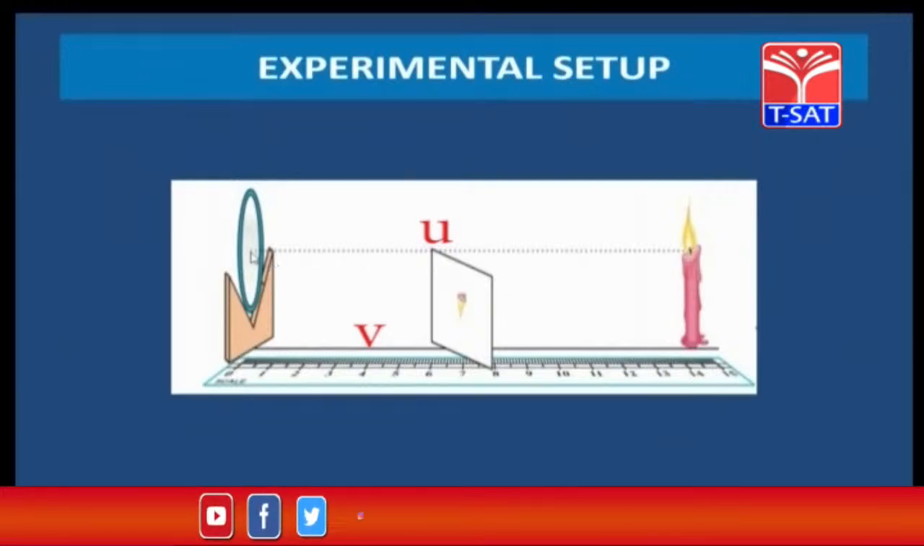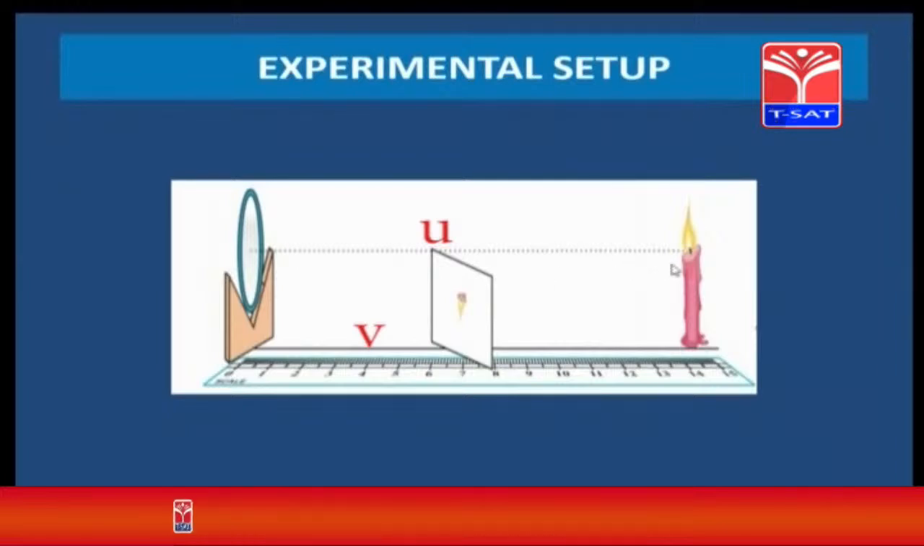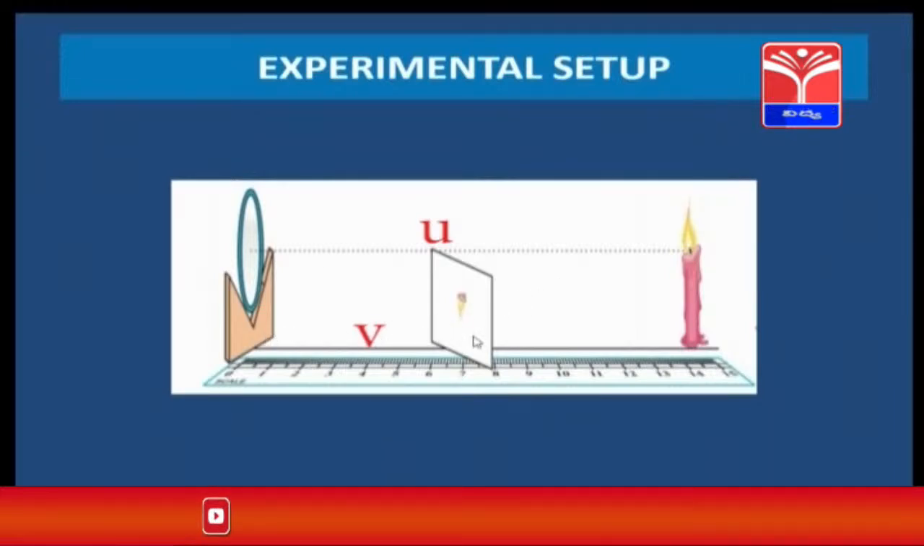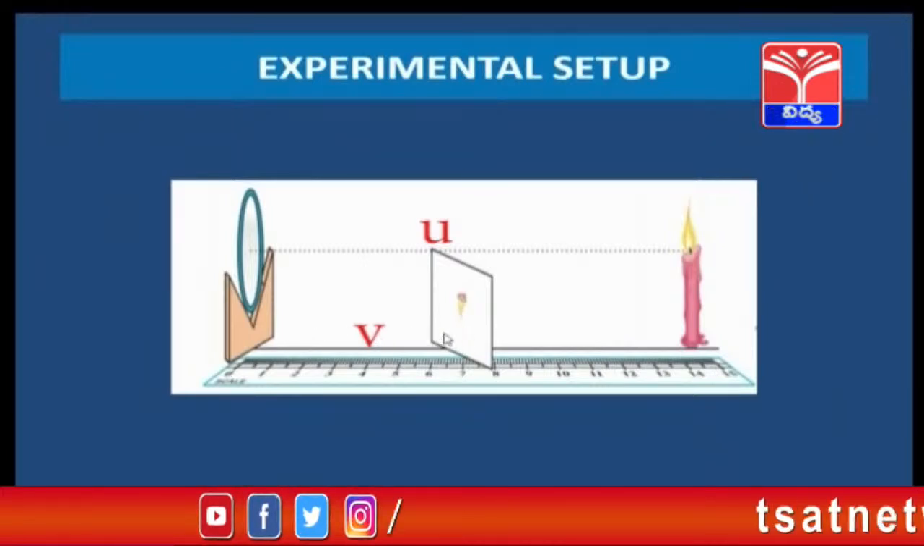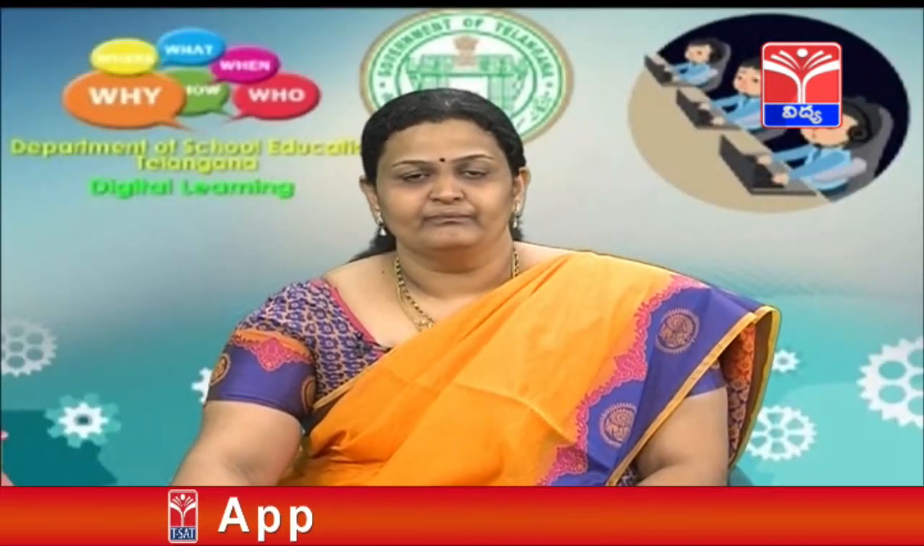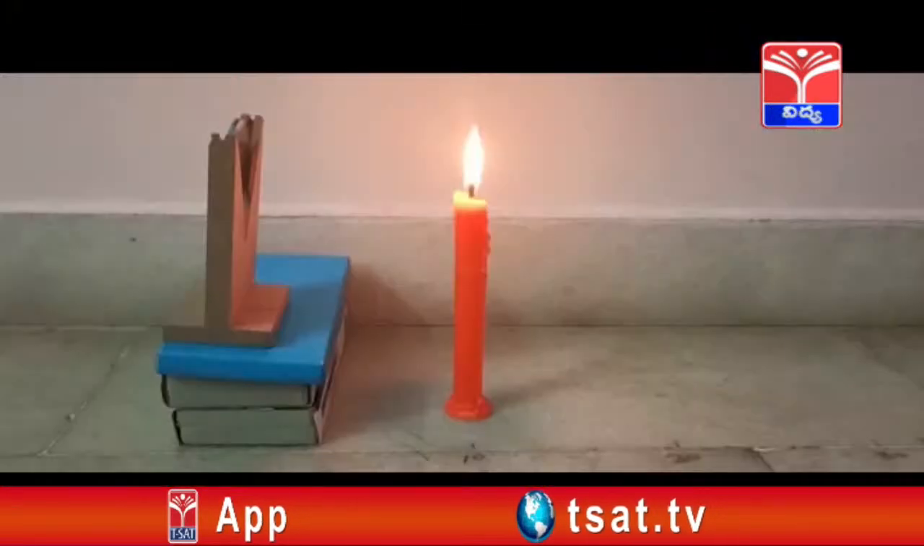The distance between the mirror and the object is called the object distance. It is given by small u, and the distance between the mirror and the screen, where the image is formed, is called the image distance and denoted by small v. Okay children, now let us see the demonstration of this lab activity.